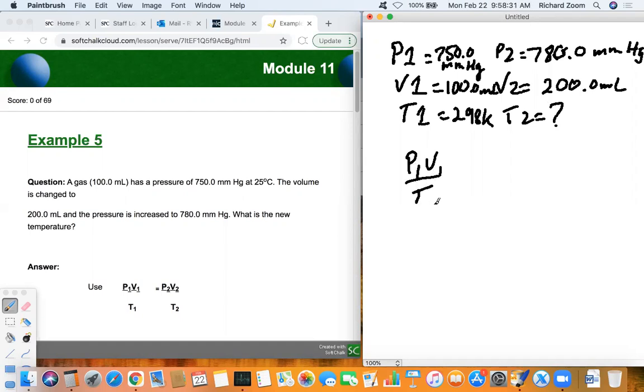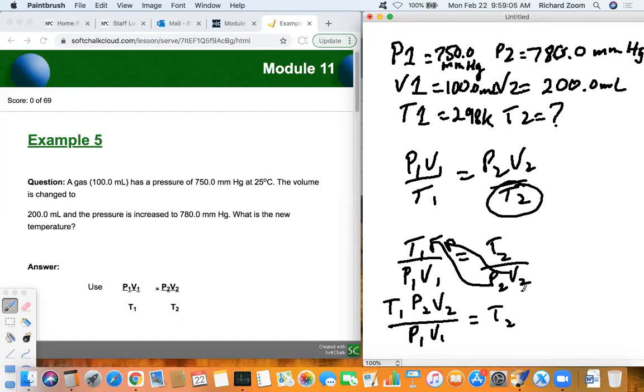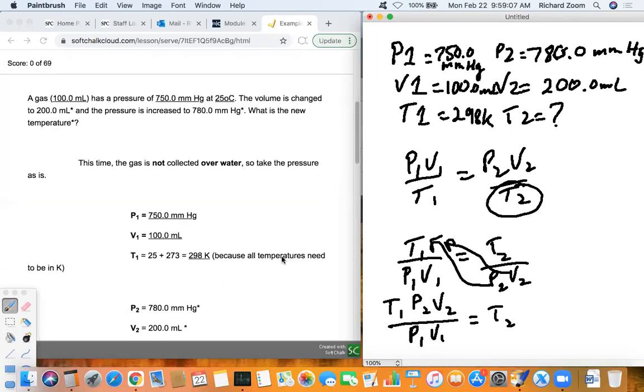So we have our equation, P1 V1 over T1 equals P2 V2 over T2. And one thing we can do, if we're looking for temperature, let's see, T2 here, we can flip this whole thing over. It makes it a little bit easier, I think. So flip over both sides, and then bring everything that's on the bottom to the top on the other side. So it becomes T1 P2 V2 over P1 V1, and that equals T2.